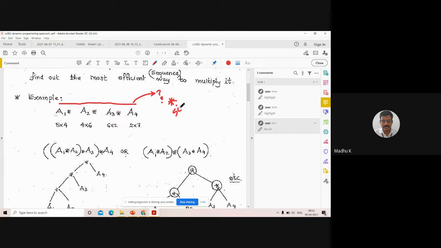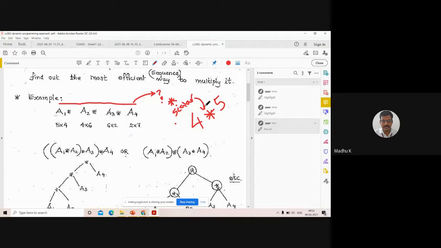What does scalar multiplication mean? Scalar multiplication is our ordinary multiplication, for example, 4 into 5. What is 4 into 5? 4 is a scalar, 5 is a scalar. So this operator is a scalar multiplication operator.